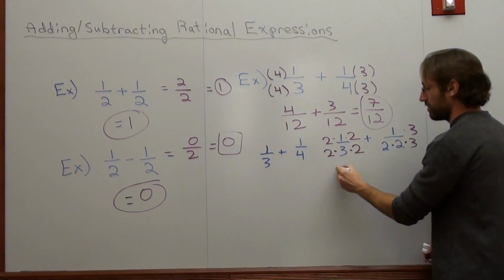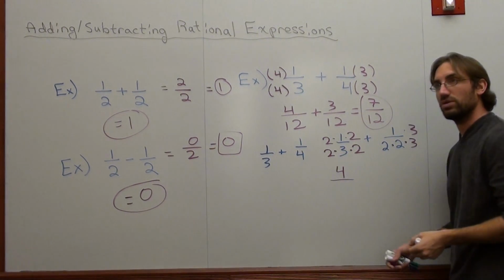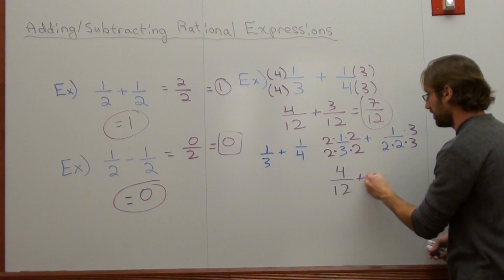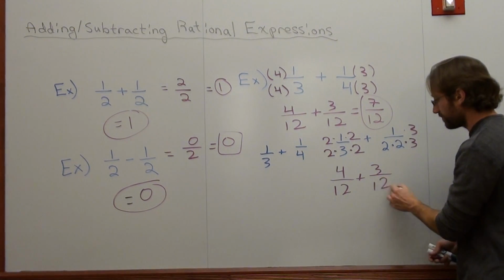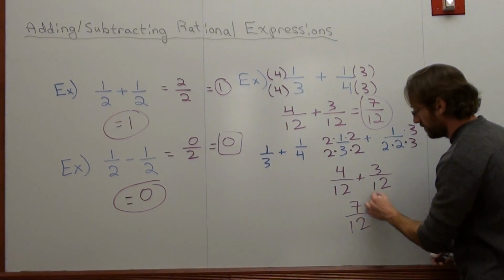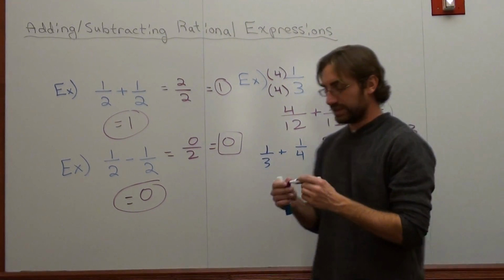2 times 1 times 2 is 4. 2 times 3 times 2 is 12. Plus 1 times 3 is 3. 2 times 2 times 3 is 12. 7 twelfths. Two different ways to do it.